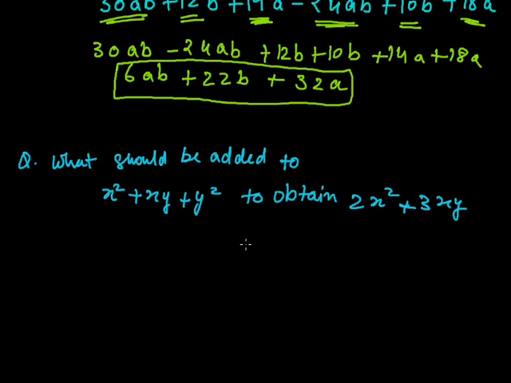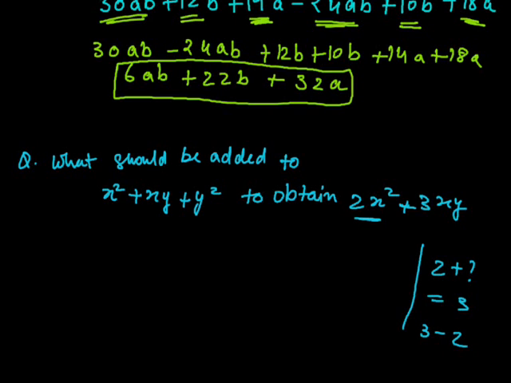Now if I have been given a question that what should be added to 2 to get 3, we can simply find it by subtracting 2 from 3. We have to subtract the term which is to be added from the obtained term. Here the obtained term is this one and we have to add something to this term. So here we are adding something to 2 and we are subtracting 2 from 3.